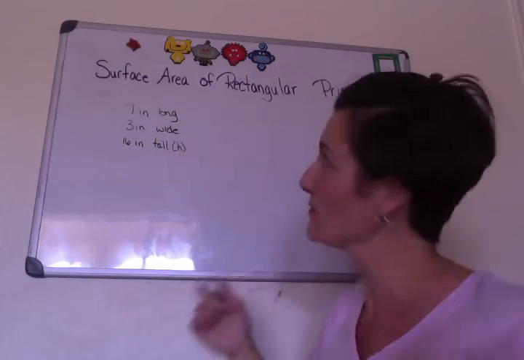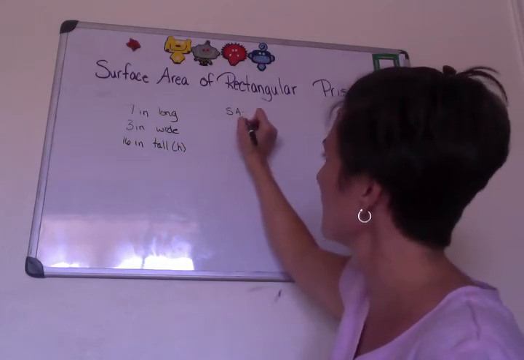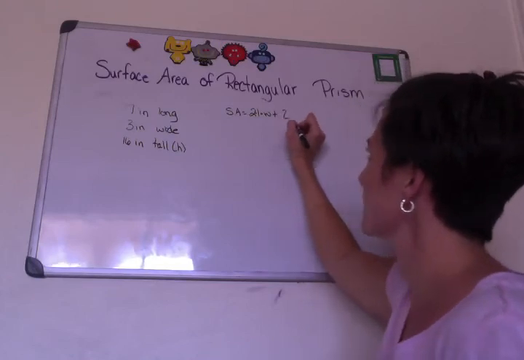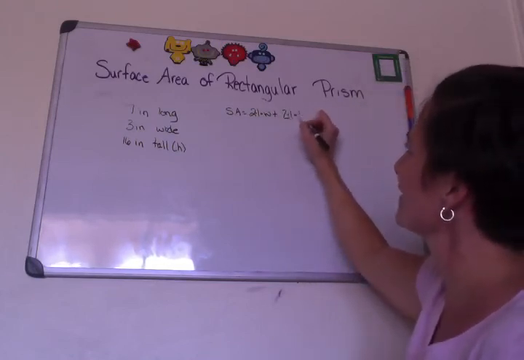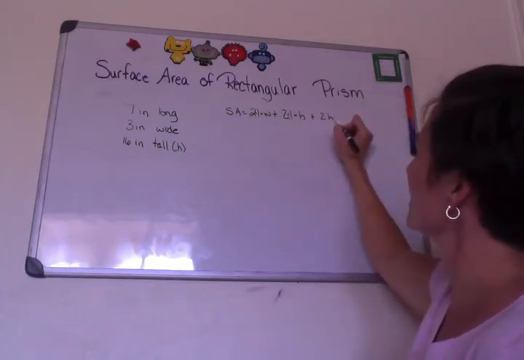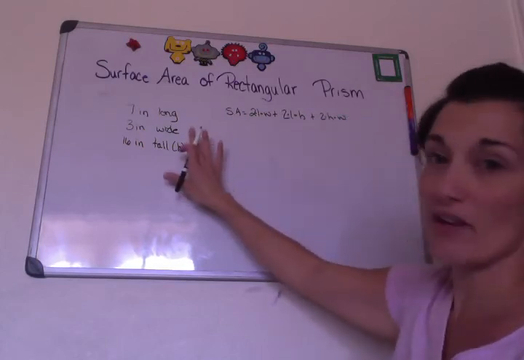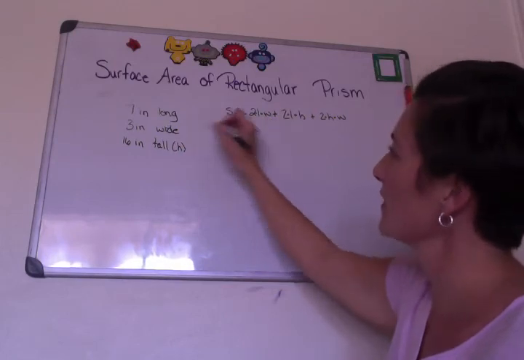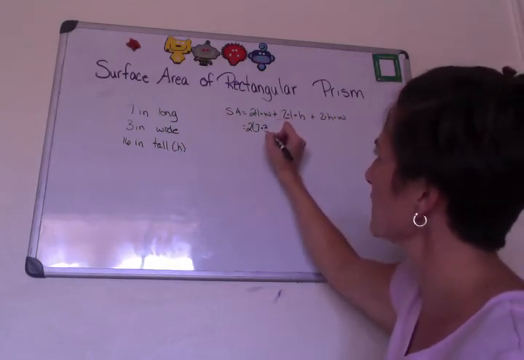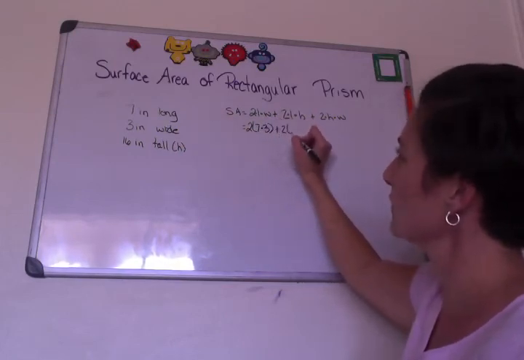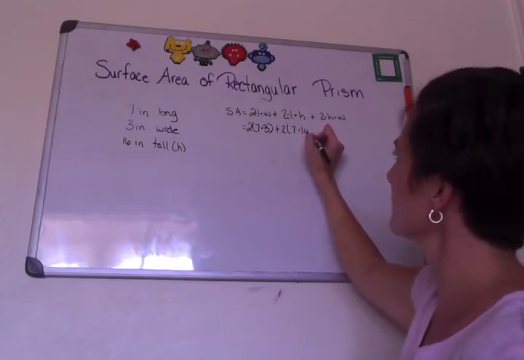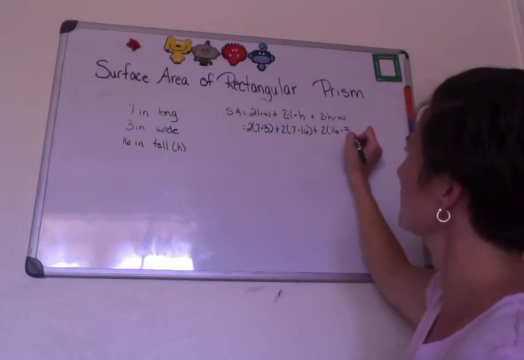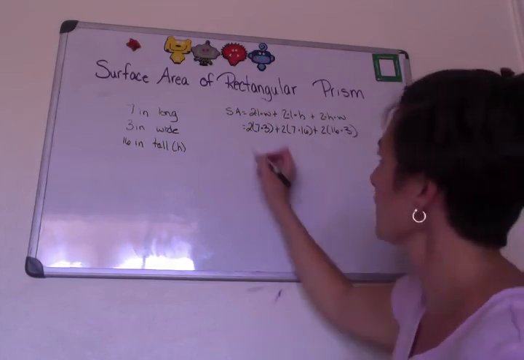So I have 3 numbers, so I'm just going to plug it in. Surface area equals 2 times length times width plus 2 length times height plus 2 height times width. So I have all my numbers here, so I'm just going to plug them in. So equals 2 times my length is 7 times 3 plus 2 times 7 times 16 plus 2 times 16 times 3. All right, so I'm going to go ahead and do my math.